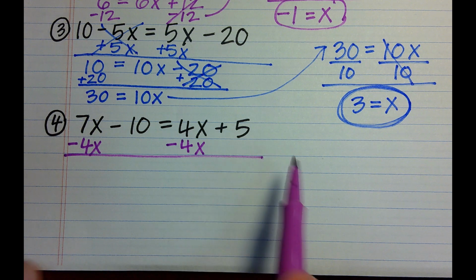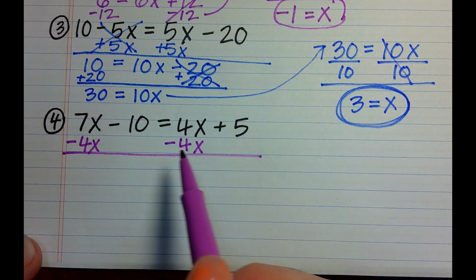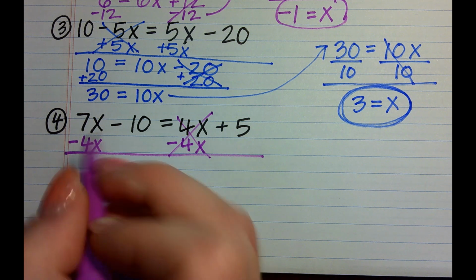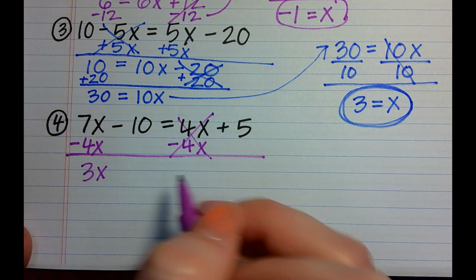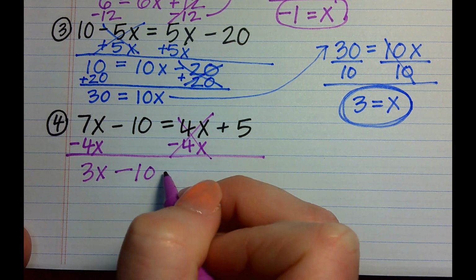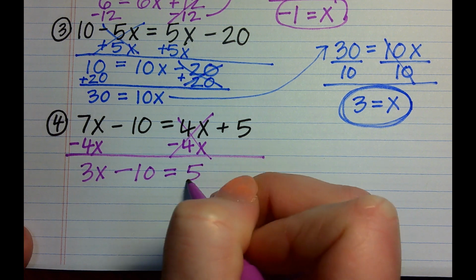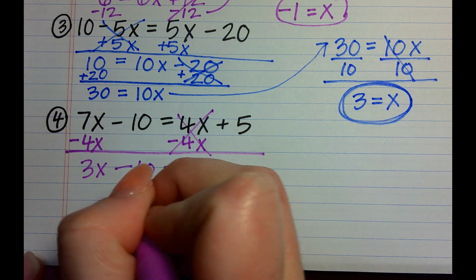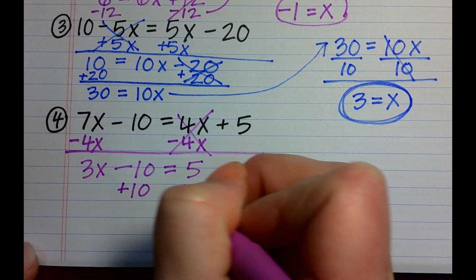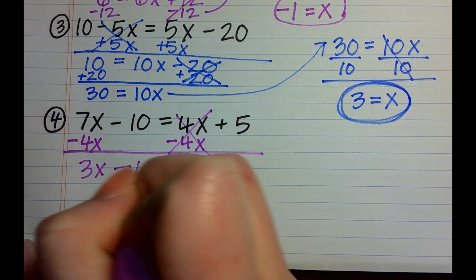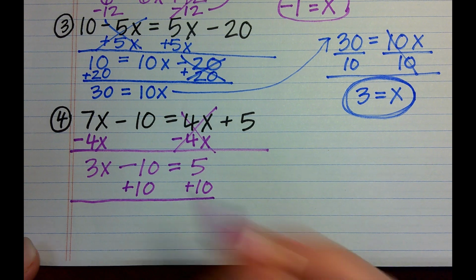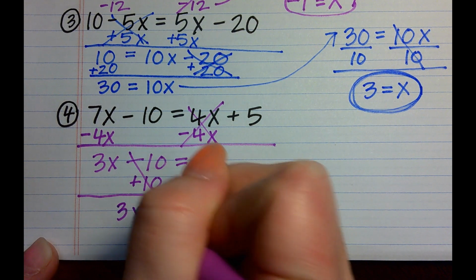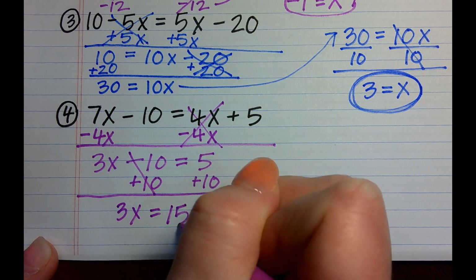And let's see. What happens here? The 4x's cancel. And 3x. That will be 3x. Good. Bring everything down. Minus 10 equals. You add 10 on each side. Add 10 to both sides. The 10s cancel. 3x equals 15.